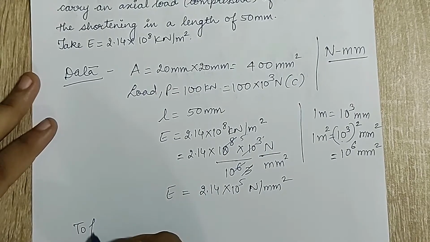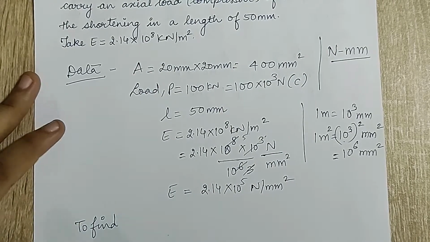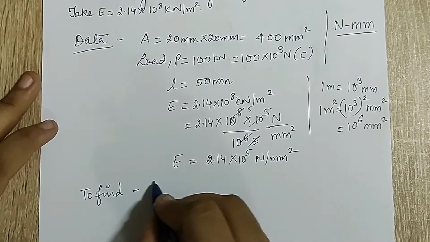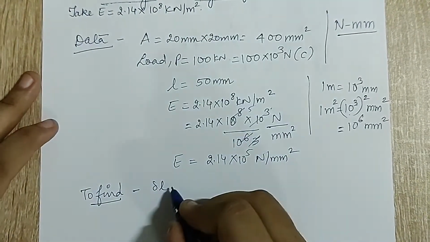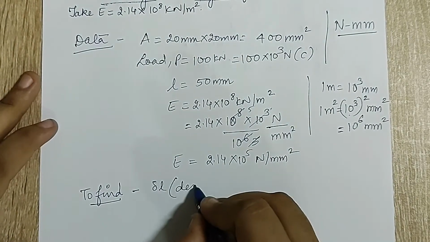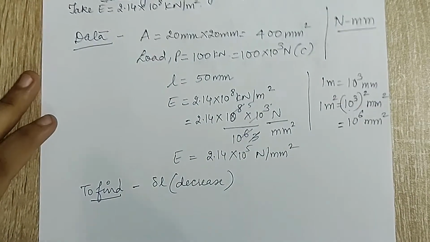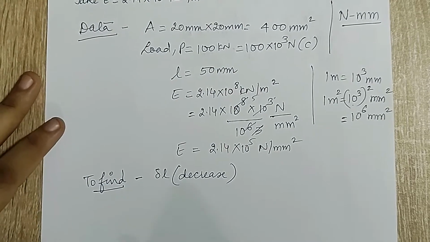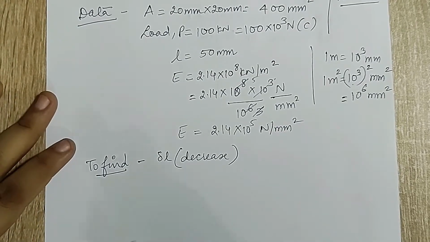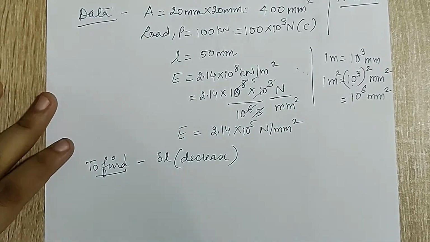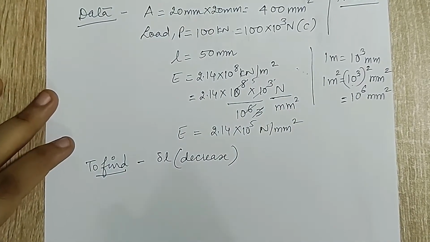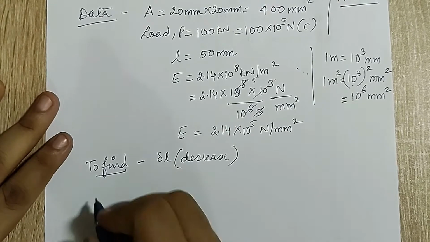I will have to find delta L. It is mentioned that there is a shortening in length, which means delta L will be of decrease type. Since I am not adding a negative sign, I will just write decrease, or else you can take a negative sign here due to compressive load, and accordingly you can adjust at the end and say it is a decreasing type or shortening in length.